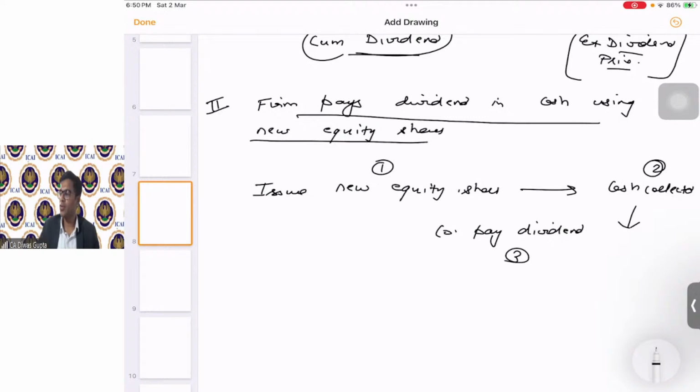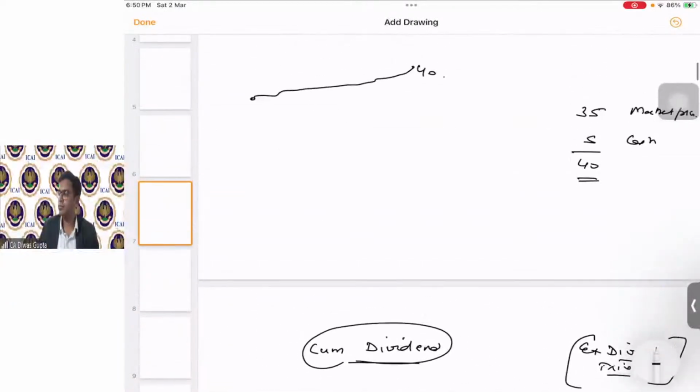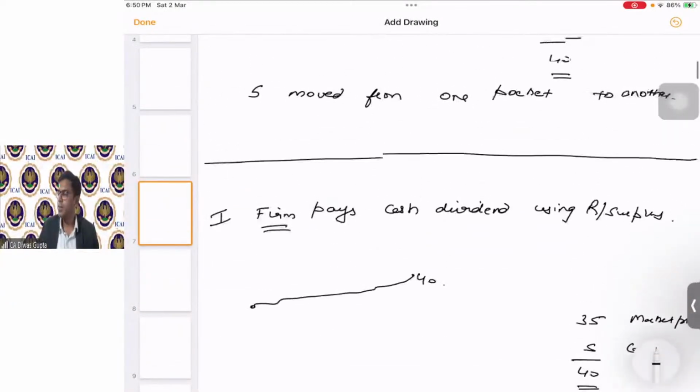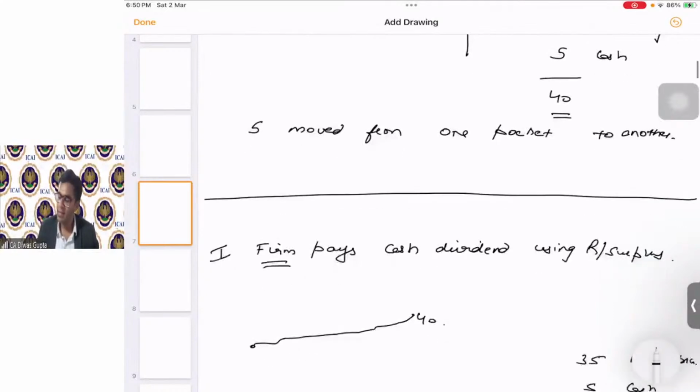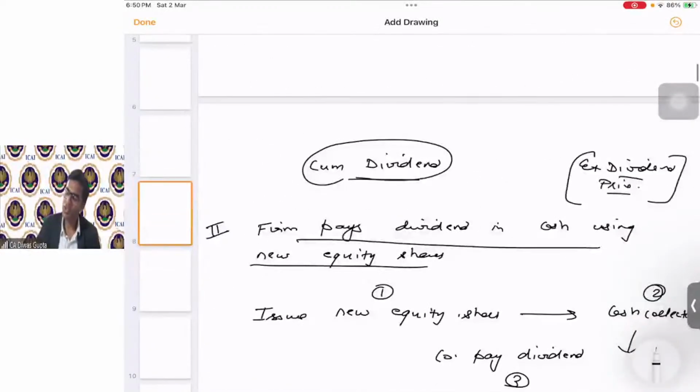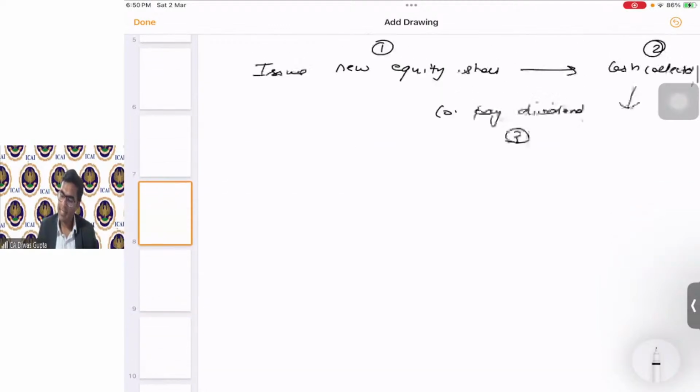Yes, Gunjan. Gunjan is asking whether the share price decreases by the dividend amount. Yes, the share price will reach a level which is called ex-dividend. So this 40 is called cum dividend and 35 is called ex-dividend in my previous example. Okay. Yes, we were here.